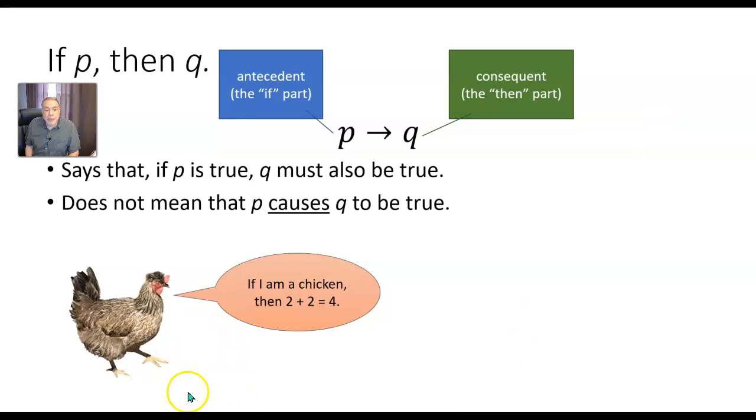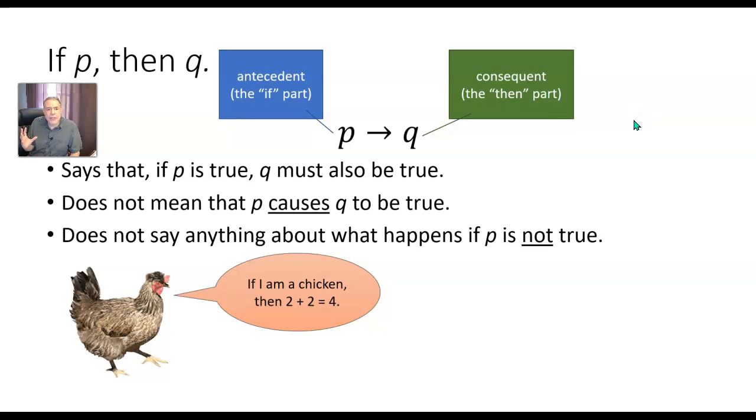So a statement like, if I am a chicken, then 2 plus 2 equals 4, well, that's a true statement. Even though there's no causal relationship between being a chicken and 2 plus 2 equaling 4, it is in fact the case that anytime I am a chicken is true, the equation 2 plus 2 equals 4 will also be true.